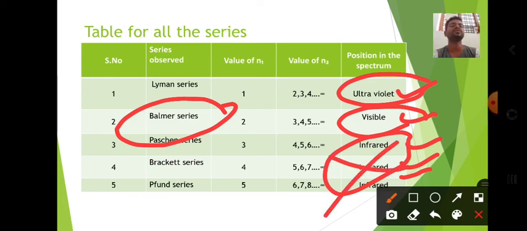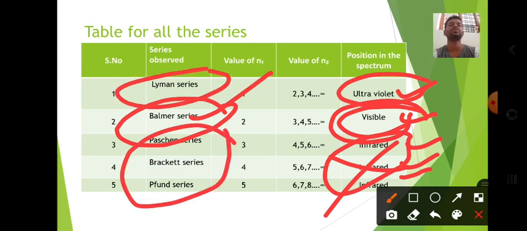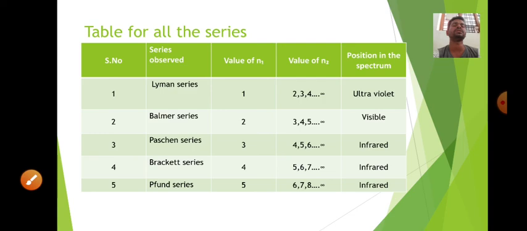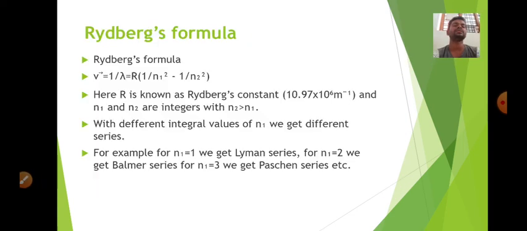They can be seen with other devices, but with the naked eye we cannot see them directly. We see directly only the Balmer series, and the remaining series cannot be viewed directly. We can see them with some other devices. Like this. And next, the last one, the Rydberg constant.